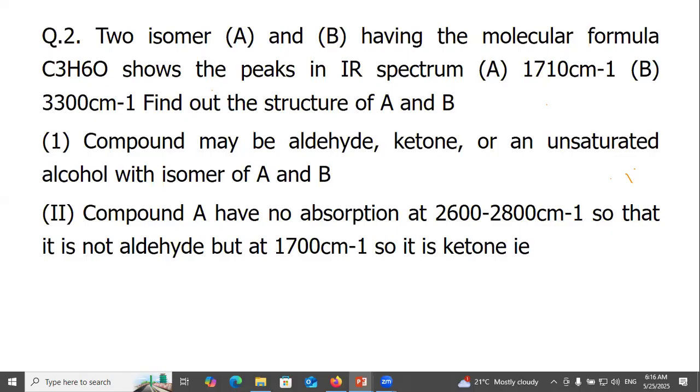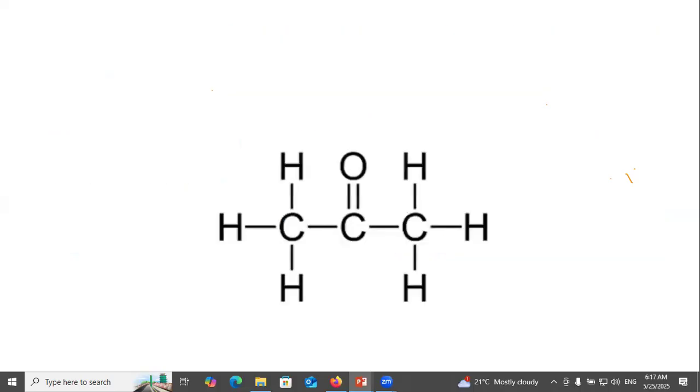Compound A has no absorption at 2600 to 2800 per cm, so it is not an aldehyde, but it has a band at 1700 per cm, so it is a ketone. That's why the structure is propanone.